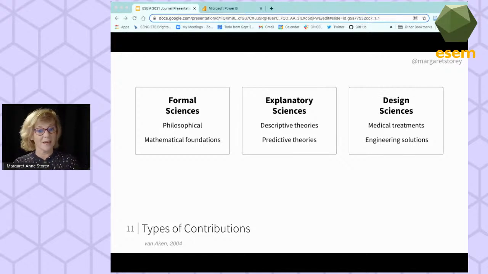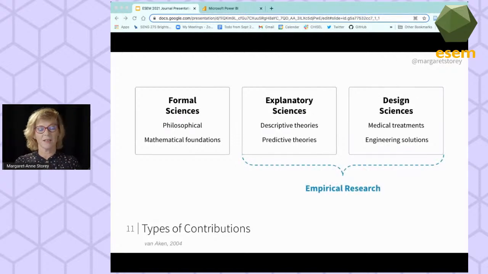borrowing from Van Aken et al., their categorization of the different kinds of research that we do. And I'm focused particularly on empirical research, which turns out is most of the papers in our research venues in software engineering are empirical in some way.